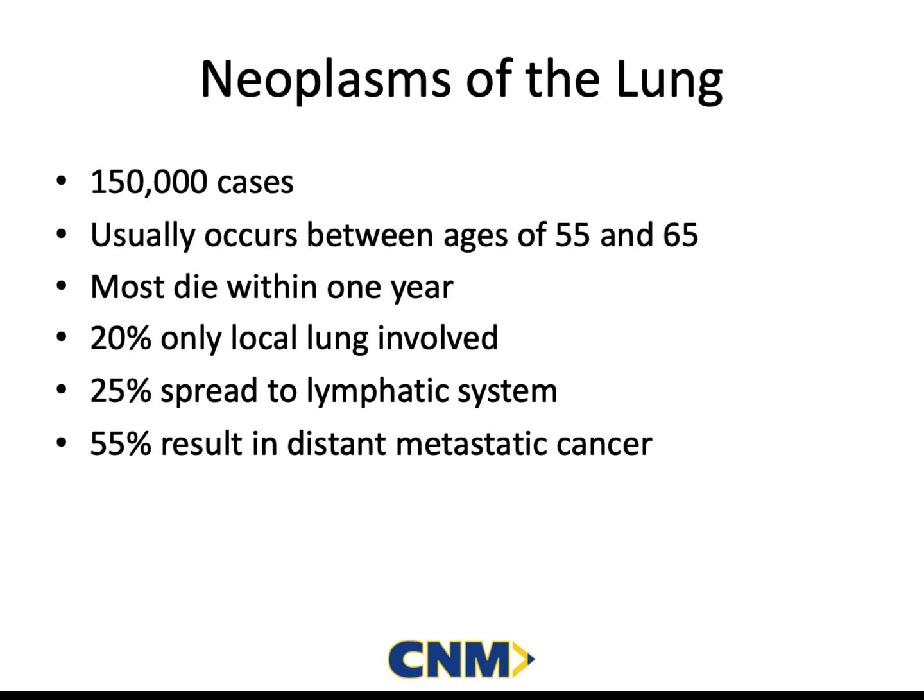20% of them usually are found only locally in the lungs. 25% can actually spread to the lymphatic system, and obviously with any cancer, once it spreads to the lymphatic system, it could be very detrimental to our patients, kind of leading into that metastatic cancer where they have cancerous tumors from really head to toe when it comes down to it. And about 55% of the 25 that spread to the lymphatic system will develop into a metastatic cancer.